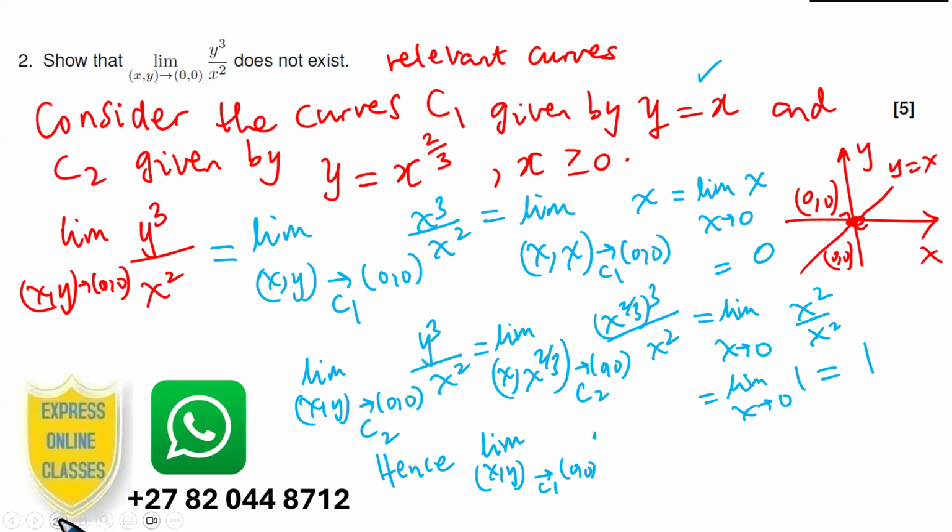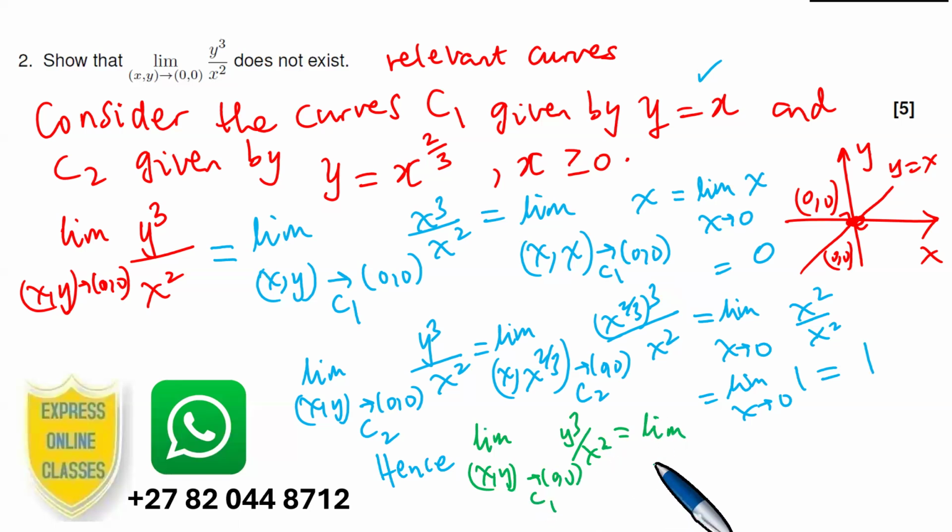Let's use a different color. Let's use green. It follows therefore that this limit here, as (x, y) approaches (0, 0) of y cubed over x squared, is equal to the limit over the curve C1, and is the limit as (x, y) approaches (0, 0) along curve 2 of y cubed over x squared.